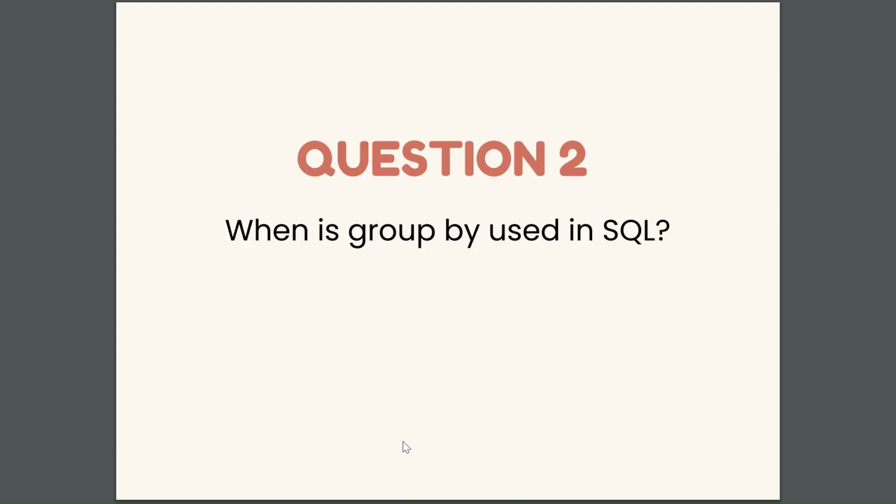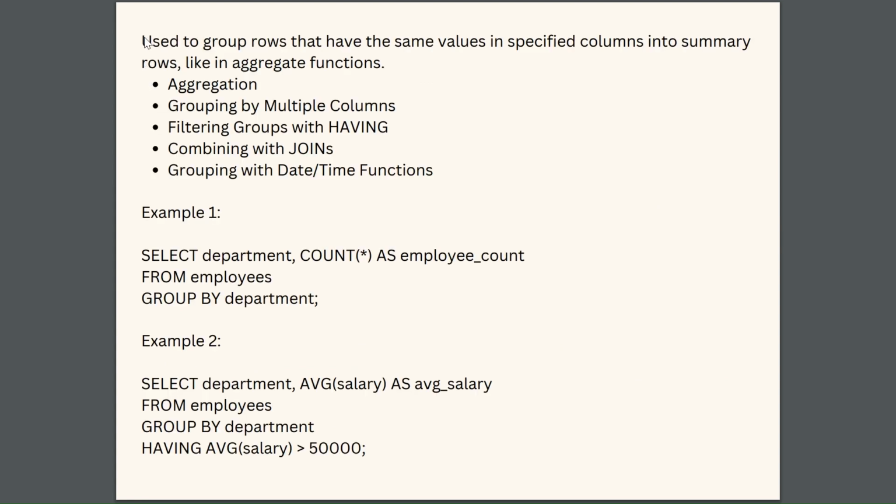Now, when is group by used in SQL? The group by clause is used to group rows that have the same values in specified columns into summary rows, like in an aggregate function. And these are the places where we can use the group by clause. The first place is in aggregation, and the second one is grouping by multiple columns. Then the third one is filtering groups with the having clause. So whenever you are using a having clause, there should be a group by clause before the having clause. Then combining with joins, and grouping with date or time functions.